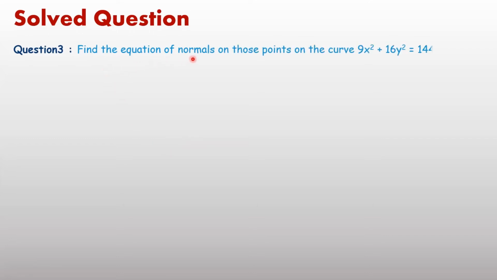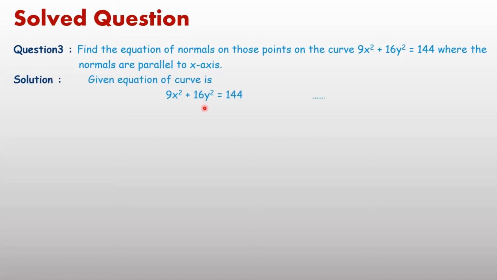Now next question, question number 3. In this question you have to write equations of normals at the point where normals are parallel to x-axis. In previous question, tangents were parallel to x-axis. Here normals are parallel to x-axis. Exactly the same procedure as question number 2. Step first, write equation of curve. Second step, differentiate and find the value of dy by dx as minus 9x upon 16y.